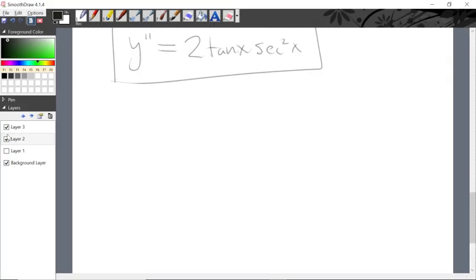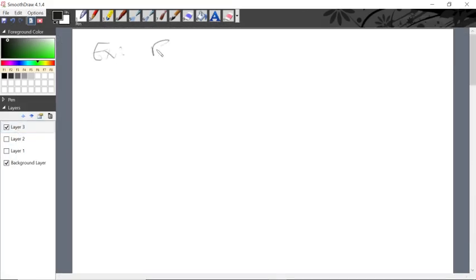Let's find some more derivatives. Let's go for 2 derivatives. Find y prime and y double prime, given y is equal to x squared sine x. Okay, so y prime by use of the product rule.